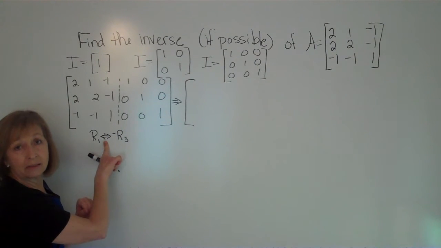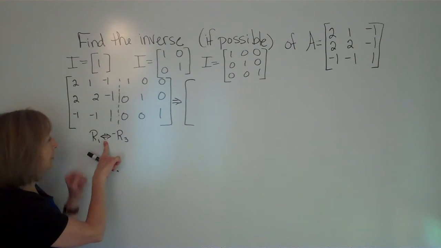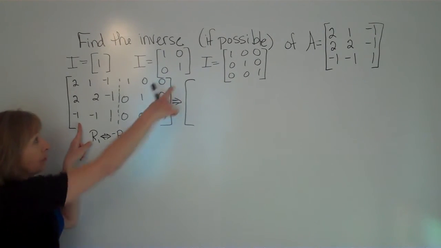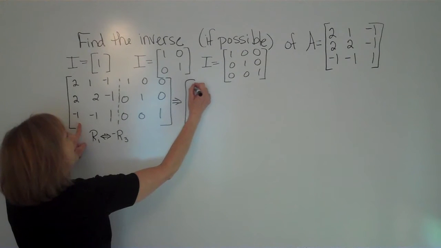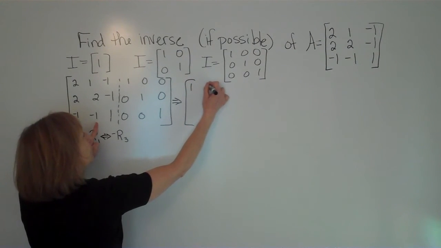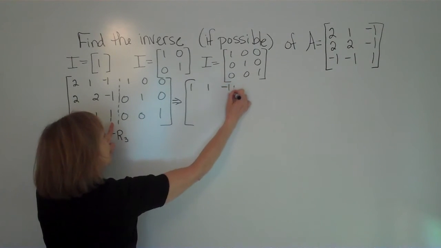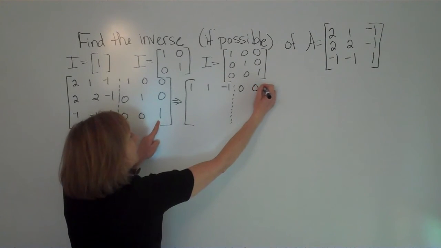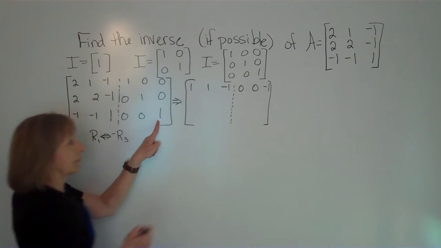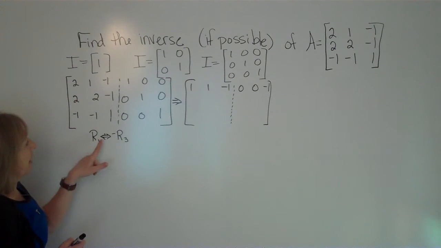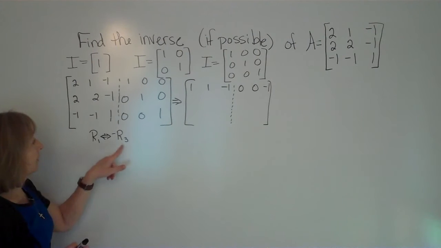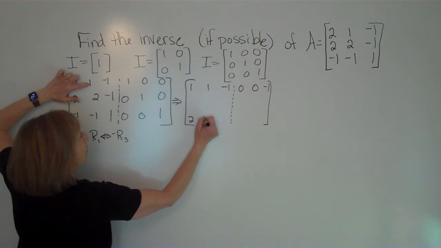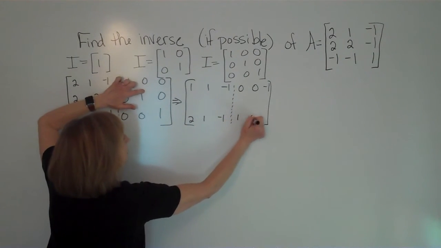So this is the symbolization of interchanging rows. So I'm going to take row 1 and interchange it with the opposite of row 3. So I'm going to put the opposite of row 3 in row 1 spot. So that's going to be the opposite of -1 is 1. The opposite of -1 is 1. The opposite of 1 is -1. And then my dashed line. The opposite of 0 is still 0. The opposite of 0 is still 0. And the opposite of 1 is -1. And then I'm putting what used to be row 1 in row 3's spot, because I switched them. So down here in row 3, I'm going to write 2, 1, -1, 1, 0, 0.